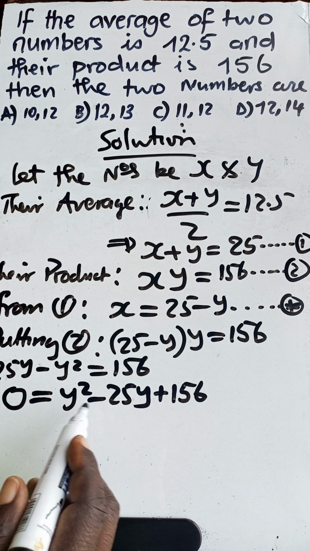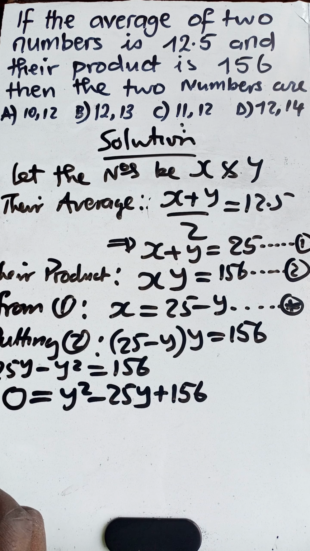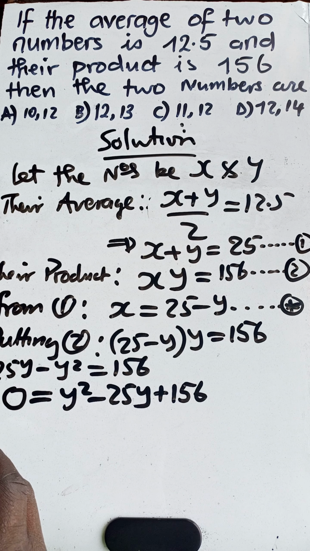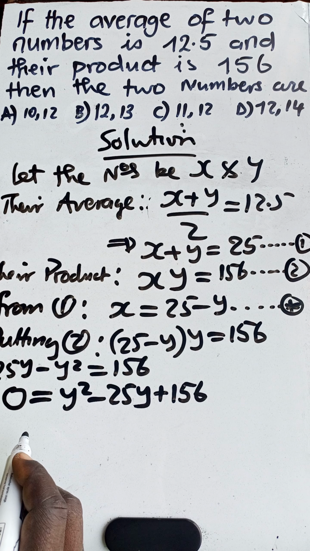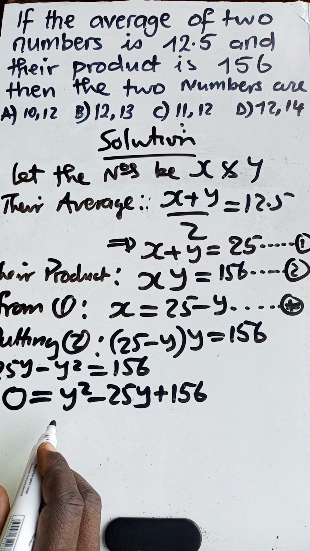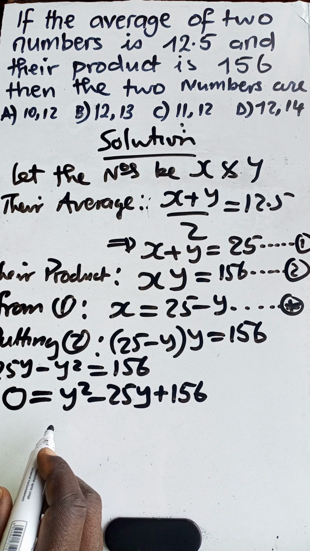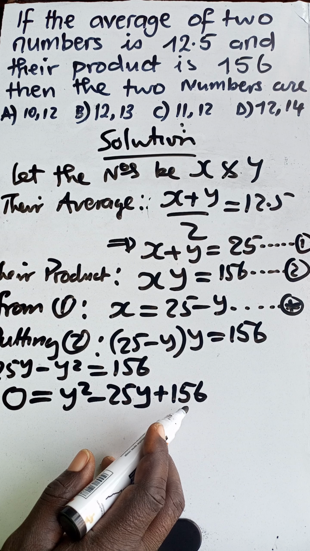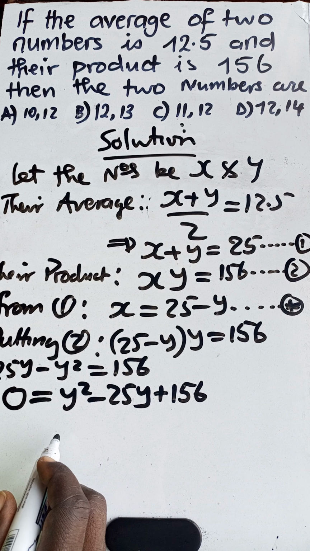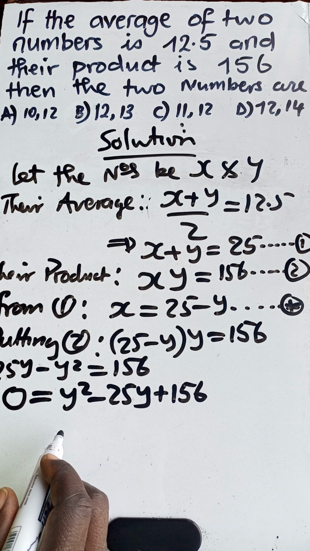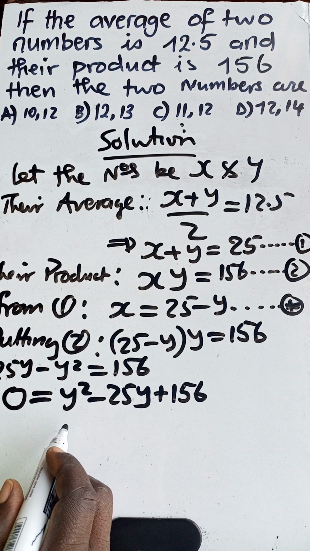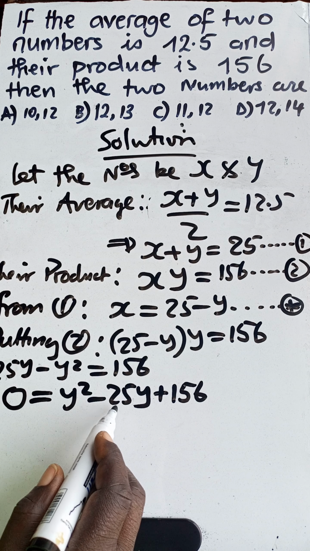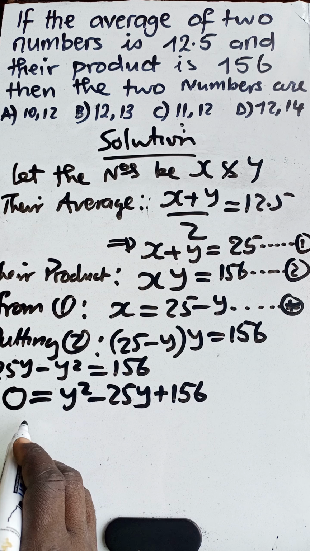So how do we solve this quadratic? We're expected to have two values for y. We can use either the factorization method or the quadratic formula. If we use the factorization method, we'll look for two factors of 156 whose sum is negative 25. Those two factors are clear: they are negative 12 and negative 13. So we're going to replace negative 25 with negative 12 and negative 13.